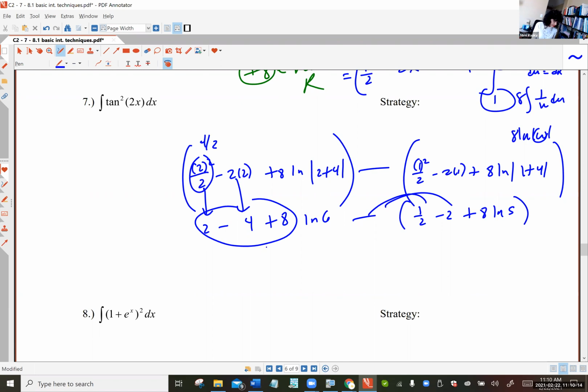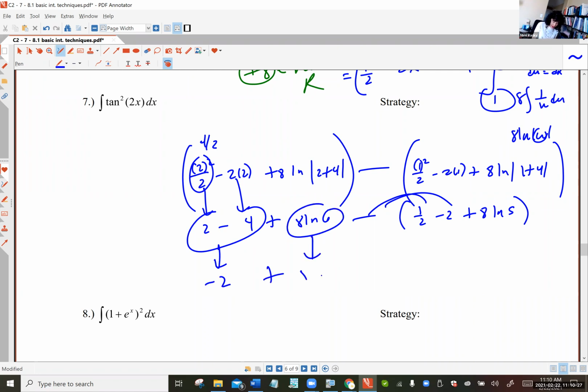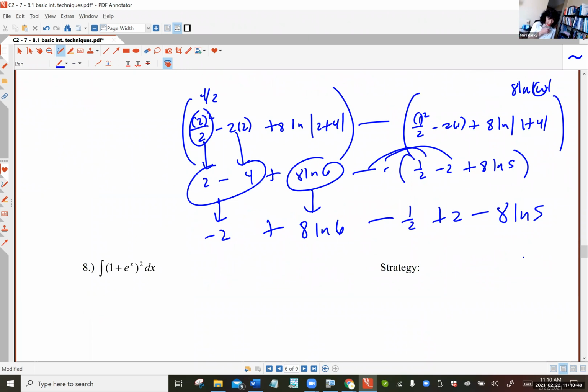I think that's 6. No, excuse me, I can't do that. That 8 is a multiple. My bad. 2 minus 4. That's negative 2 plus, this is just 8 ln 6. That's just some yucky number. Minus a half, minus 2 is plus 2, minus 8 ln 5 after I distribute the negative. Try to clean this mess up. Negative 2 plus 2 adds up to 0. Cool beans. So I just have negative a half plus 8 ln 6 minus 8 ln 5.